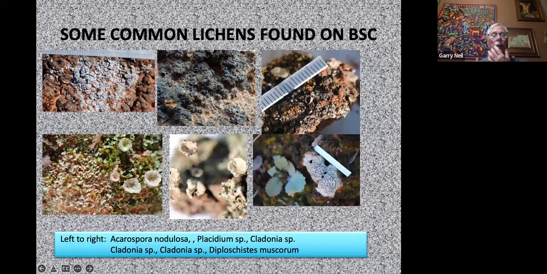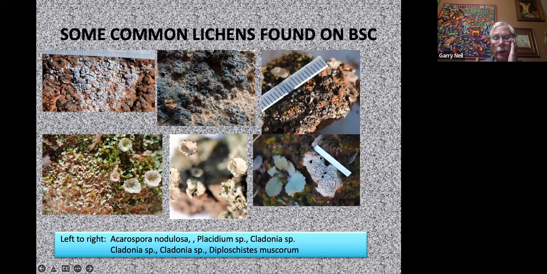Here are some of the lichens that are found on soil crust. You have this white lichen here, Acarospora nodulosa. What's interesting about Acarospora is that the asci, the sacs that hold the spores, hold over 100 spores per ascus. Then you have Placidium, which is a cyanobacterium lichen. Here's a Cladonia. Here's the cup right here, and it's growing out of a squamule. Here's another Cladonia, again, growing out of a squamule, a third one.